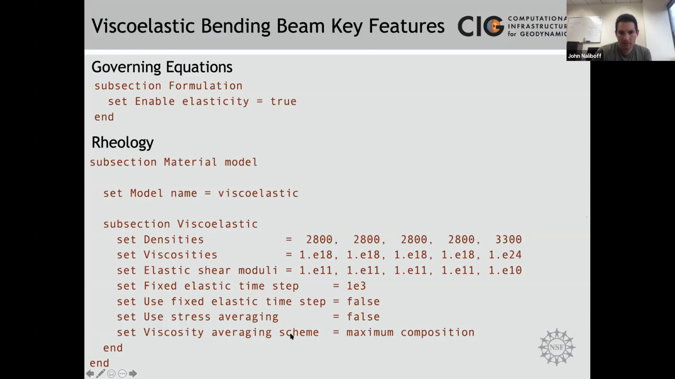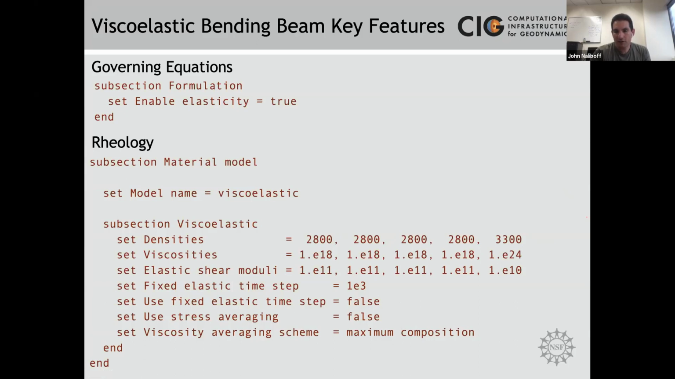The last point is that in between different compositional fields, in this case between the background and the beam itself, you need to do some averaging. And so let's say the value of the beam compositional field is 0.5.